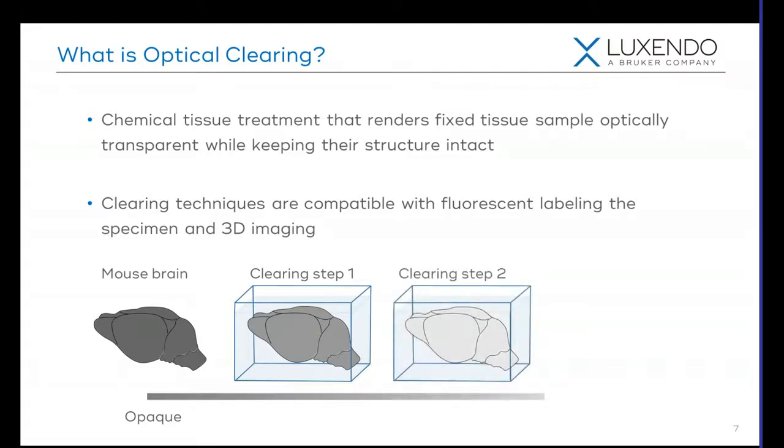The second step is typically a sort of refractive index matching. So, and I'm going to go into this in a lot more detail in an upcoming slide, but the idea is that we want to match the tissue and the media that it's in order to create an optically clear brain that we can image through.